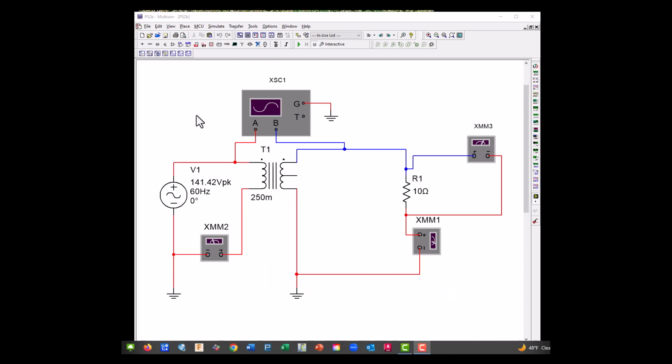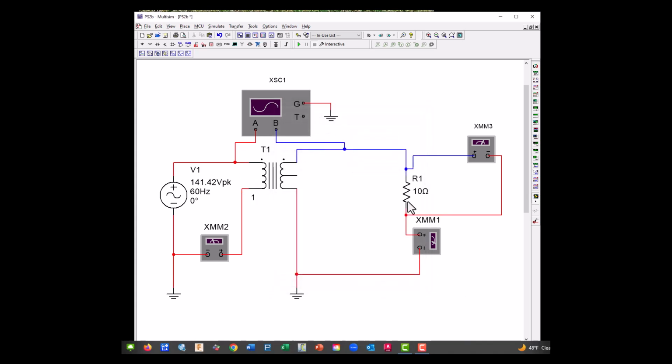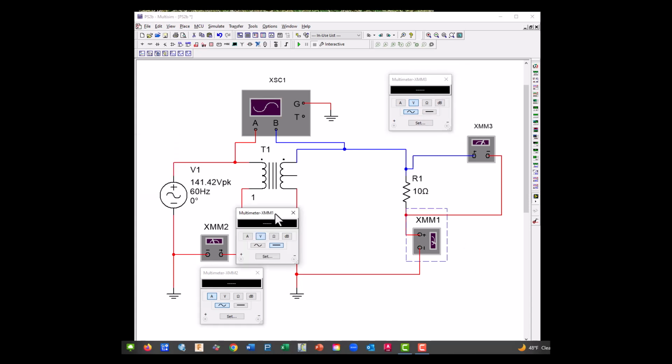Okay, I've opened up part 2B, transformer current characteristics, and I've zoomed in. First thing, let's make this a 1-to-1, and this is 10 ohms, good. This one is inline, so it's got to be current. So we want to make sure we set it to AC current. Good. This guy is voltage, but it's AC voltage. This is a transformer, so it's AC to AC. A transformer only works under AC conditions.